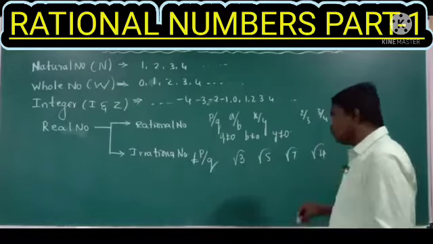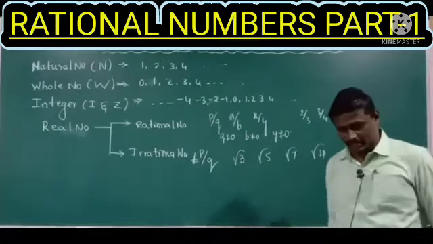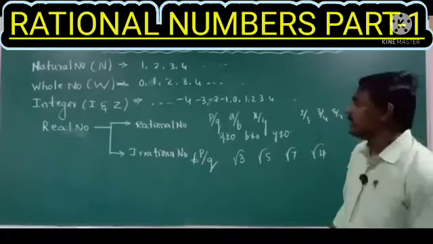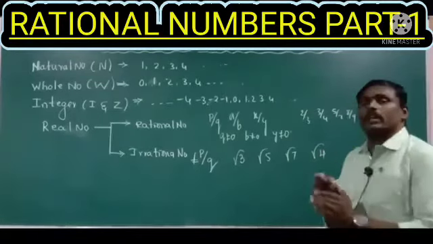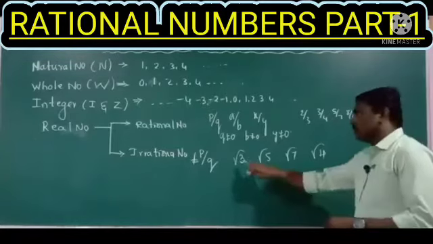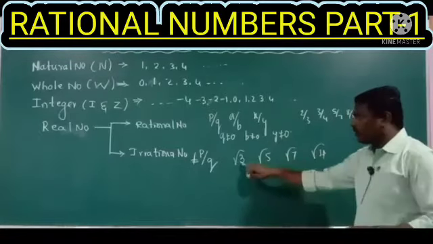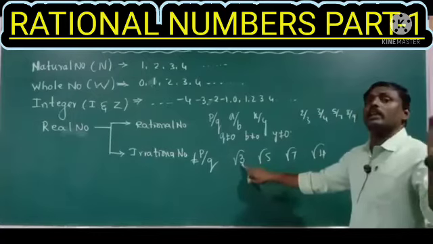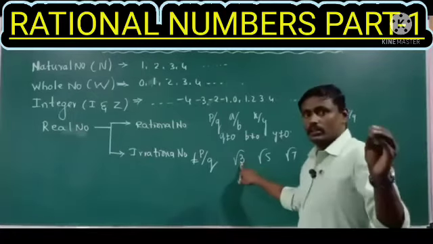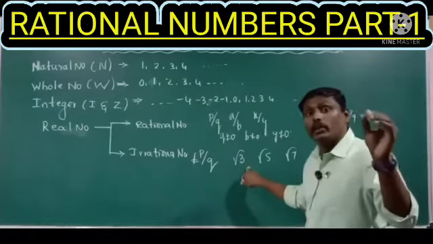Now, is root 4 a rational number or an irrational number? How do you find out whether the given numbers are rational or irrational? Just observe this one. What is the value of root 3? We cannot get an approximated value here, right? We cannot get the accurate value.